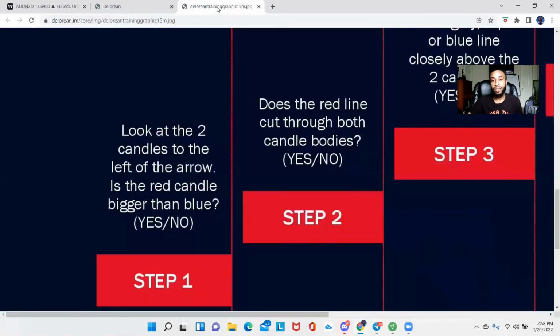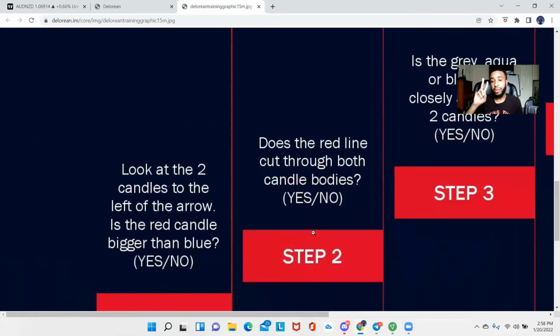And just so you guys know, there's going to be 4 questions. As long as we get a yes on all 4 questions, we can take the trade. If we get a no on just one, we have to pass up the trade. So we got a yes. Step number 2, does the red line cut through both candle bodies?